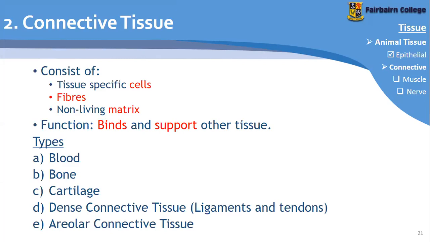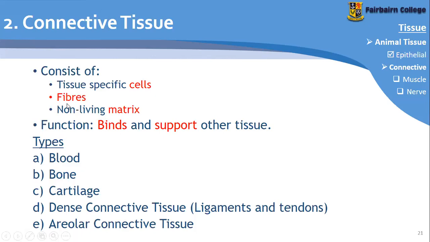Basically like the glue of the body, even though you might not think of it that way when you look at some of the examples. Okay, so what are examples of connective tissue? Well, blood, bone, cartilage, tendons, ligaments, and that areolar connective tissue that we mentioned earlier. Those are all of the examples of connective tissue that we are going to look at.